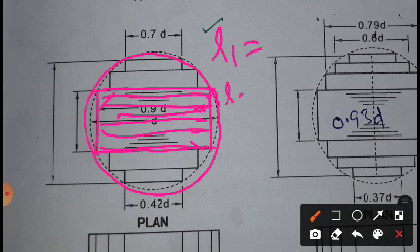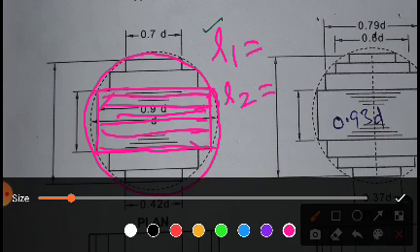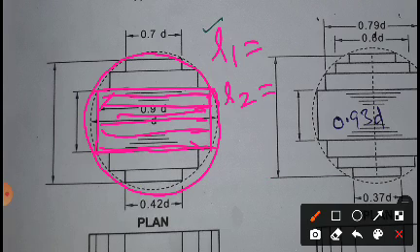Next, L2. What is L2? L2 is another line, that is 0.7D. So based on this, you take the length 0.7D. This is 0.7D. Join here, join here. So you are going to get the second step.